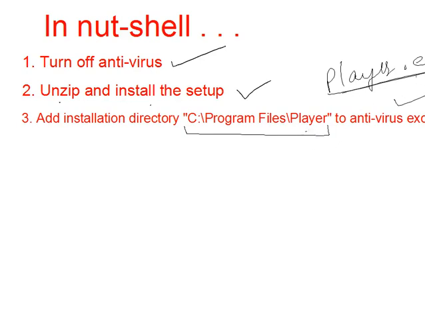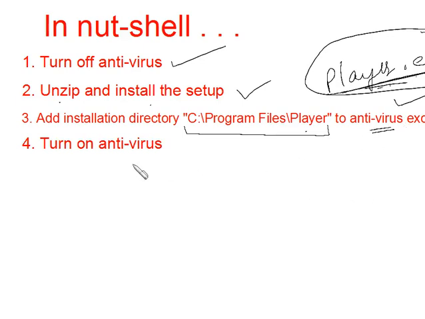So I repeat, C, then program files are there. Inside program files, there are many directories. One of the directories will be player. Here are other directories for other products. Inside player, you will find a file called player.exe. So if your antivirus doesn't allow you to add this installation directory to the exceptions, then you will have to add the player.exe file to the antivirus exceptions.